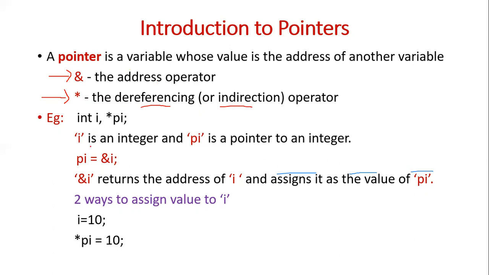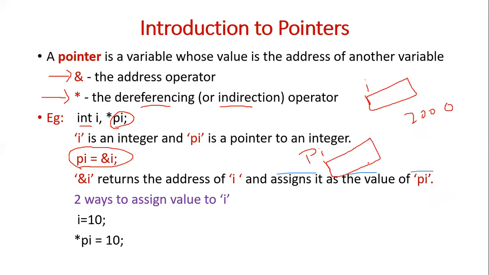Fine. So this is similar to the example which I just now discussed. There are two variables. I is a variable of type integer, whereas pi is a pointer. Pi is a pointer to an integer. Now we are saying pi is equal to ampersand I. It means that pi is pointing to the address of I. Maybe I's address is 2000. I is an integer, pi is a pointer, and we have said pi is equal to address of I. Address of I is 2000.